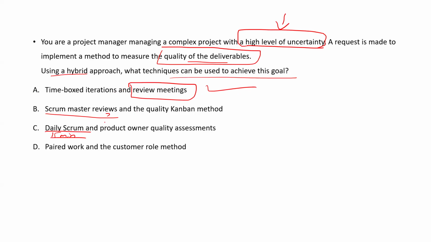Why would the Scrum Master review it? And the Kanban method is for the project progress, not for the quality review. Daily Scrum is 15 minutes and the product owner will not perform quality assessments during the daily Scrum. The product owner will perform the quality assessment in the review meeting. And paired work is what? Development work. So in development work, you don't do the direct quality assessments. So A is actually the correct answer.